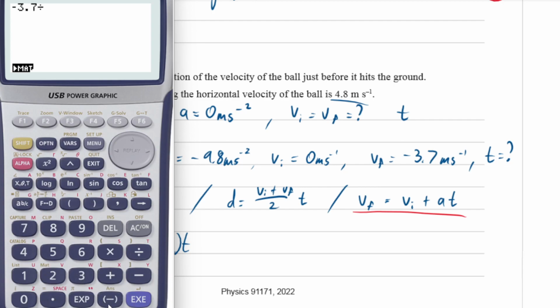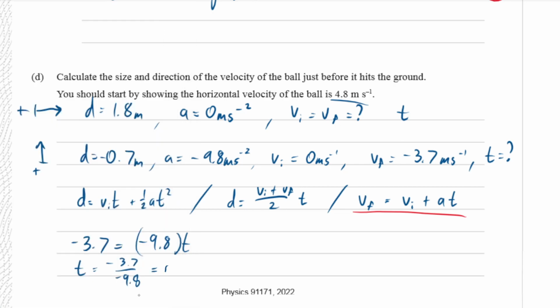3.7 divided by 9.8, 0.38 seconds. And so that's our time. And again, what we're trying to find is the final horizontal velocity.